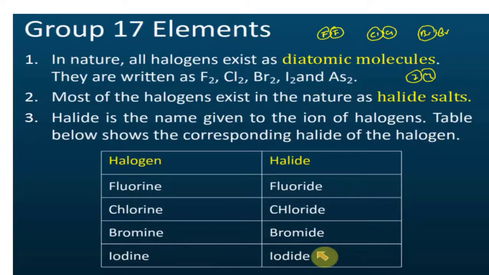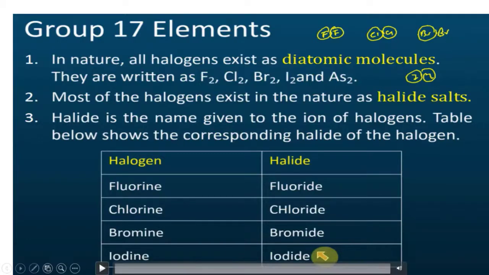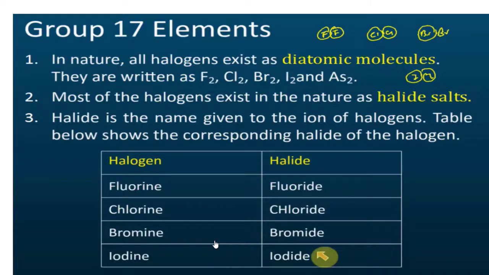Halide means salts, or halogen with metal. Fluorine is called fluoride. Chlorine, that is the halogen, and when it changes into a salt it is called chloride. Bromine, that is the name of the halogen, Br2, and when it reacts with a metal it is called bromide, like potassium bromide. Iodine, that is the name of the halogen. When it reacts with a metal, it becomes iodide. So you must drop the ine and add ide.